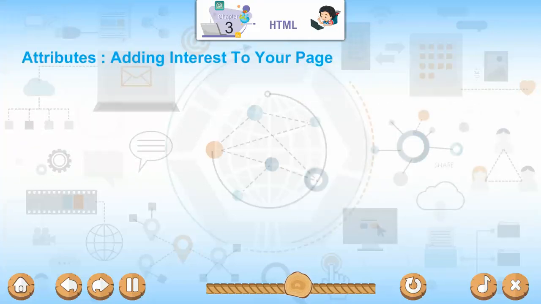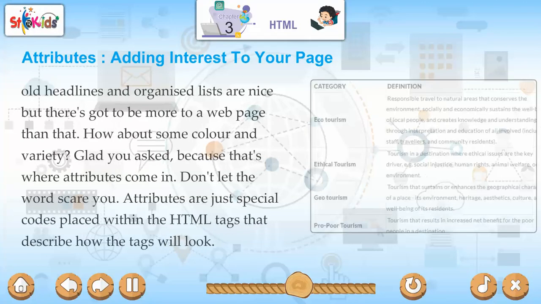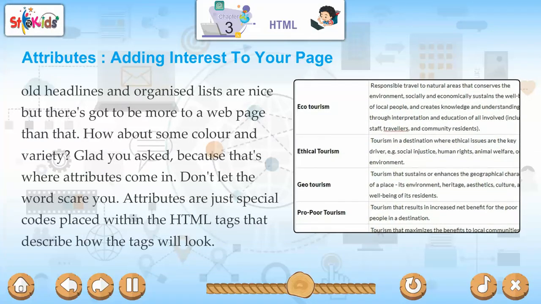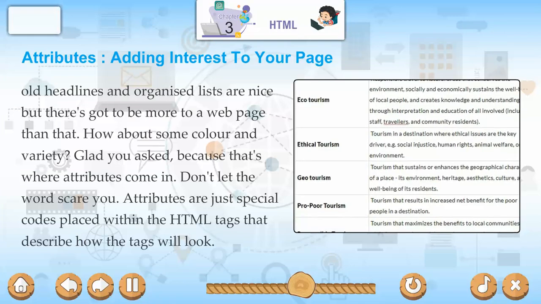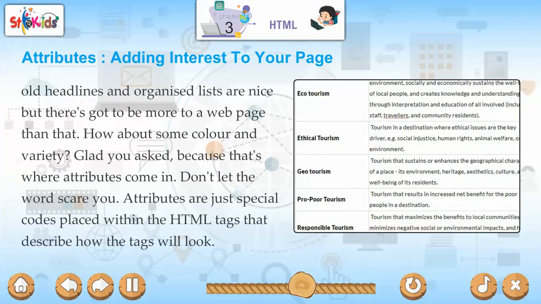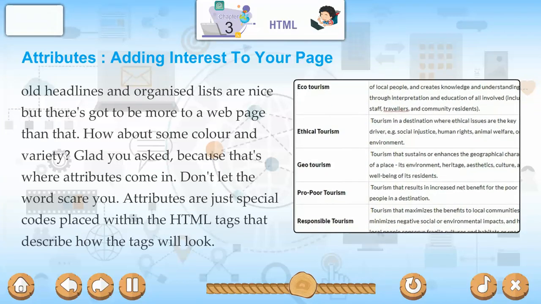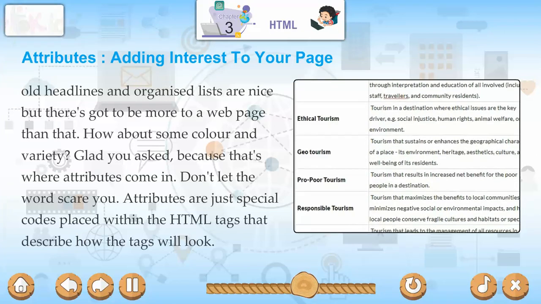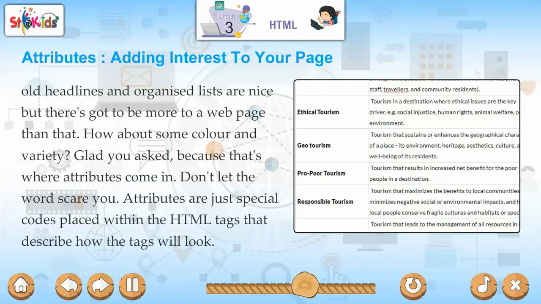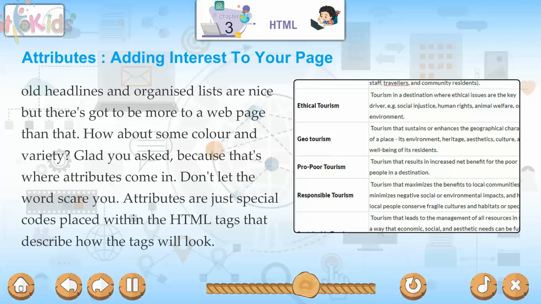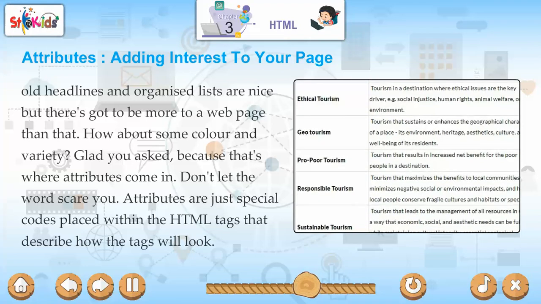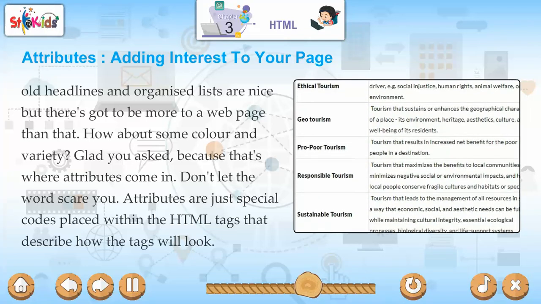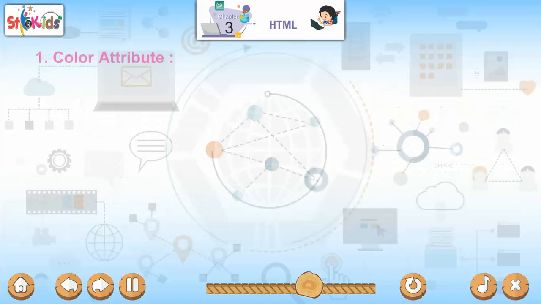Attributes. Adding interest to your page. Bold headlines and organized lists are nice, but there has got to be more to a web page than that. How about some color and variety? Glad you asked, because that is where attributes come in. Don't let the words scare you. Attributes are just special codes placed within the HTML tags that describe how the tags will look.